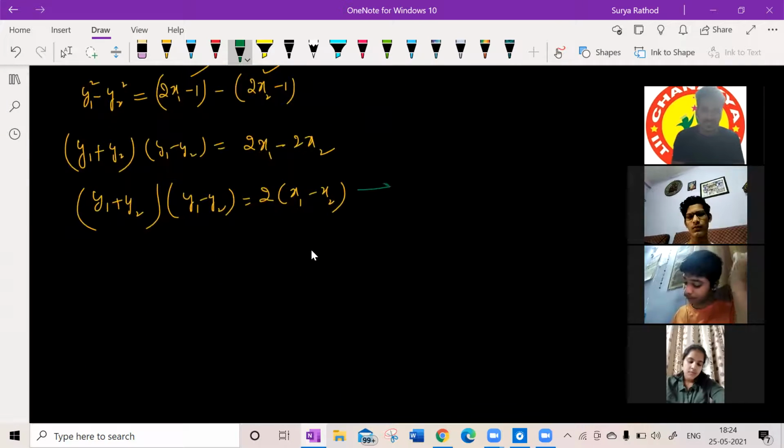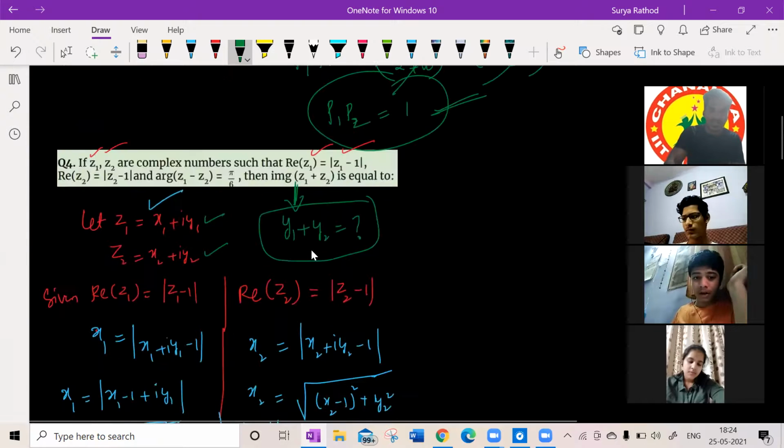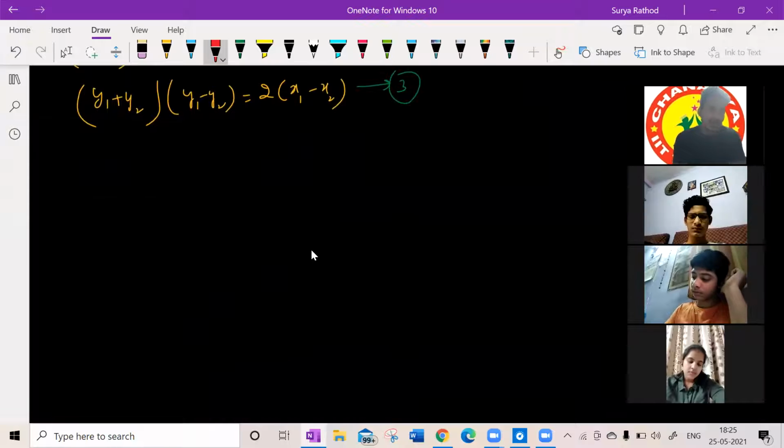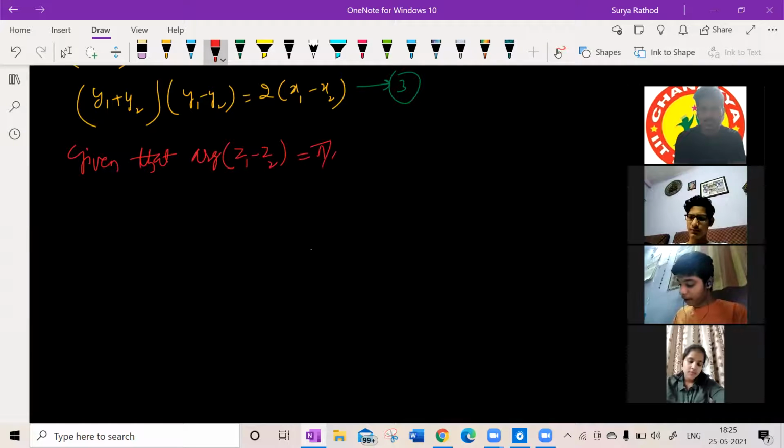Let us take this as my third equation. Also given that the argument of the complex number z1 minus z2 is equal to pi by 6. So let us write, given that argument of z1 minus z2 is equal to pi by 6, right? So x1 plus iy1 minus z2, meaning x2 plus iy2, is equal to pi by 6.